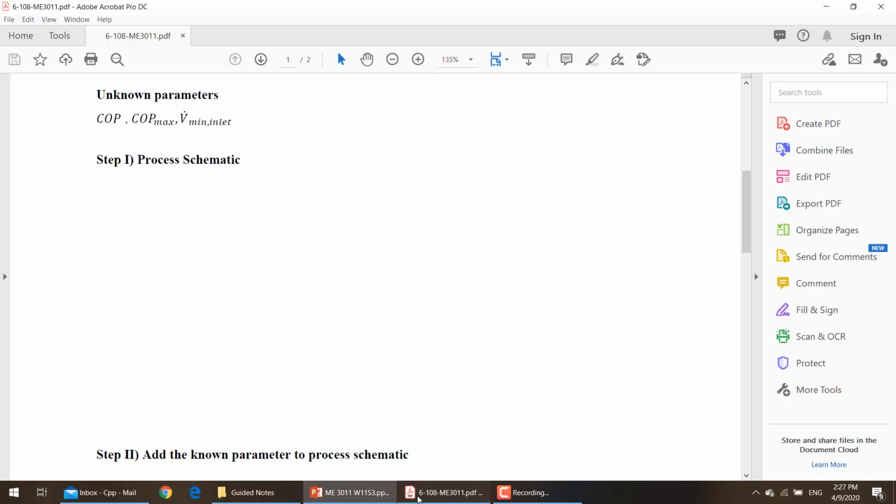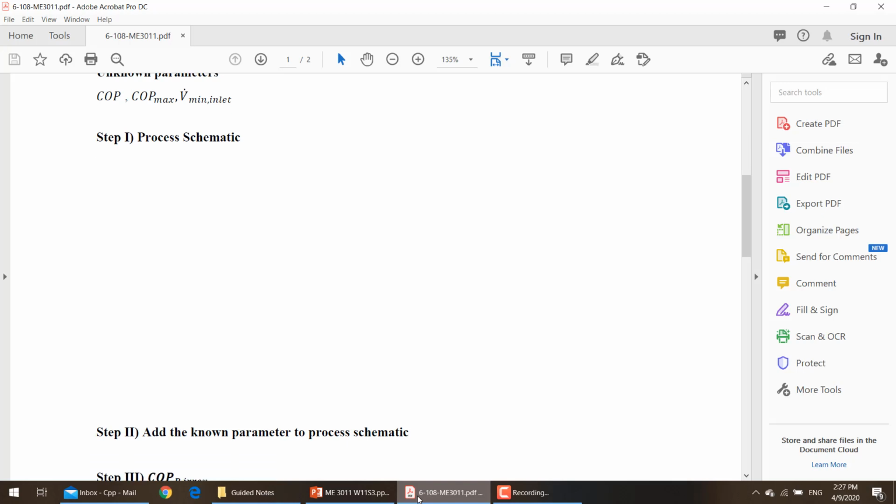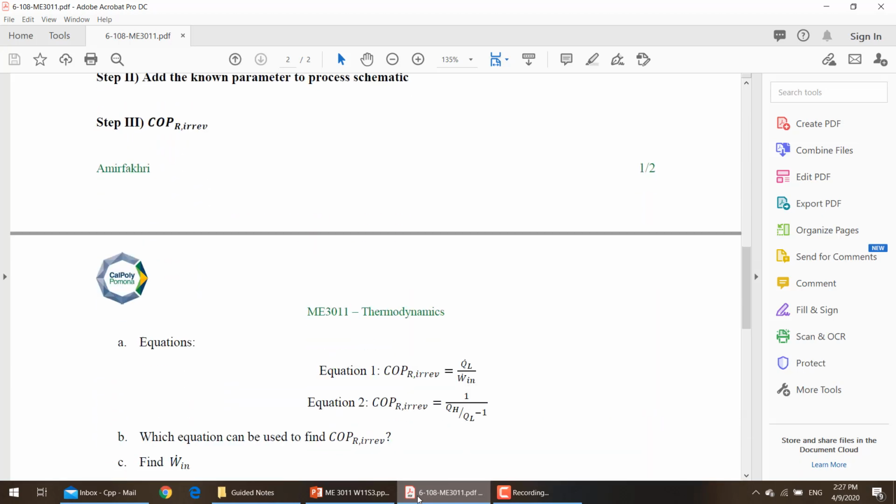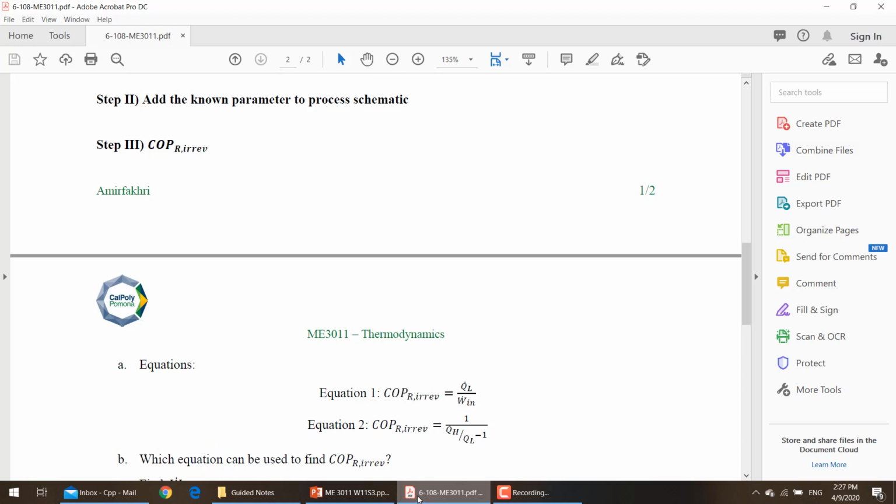Okay, so let's go back to my guided note. So for the COP of the irreversible refrigerator, you can use one of these two equations. This is based on the general definition of the COP, the desired output, which is the Q dot L over the W dot in. And this is based on if you substitute for the W dot in from the energy balance for the cycle, you can derive this equation. So you can use one of these two equations.